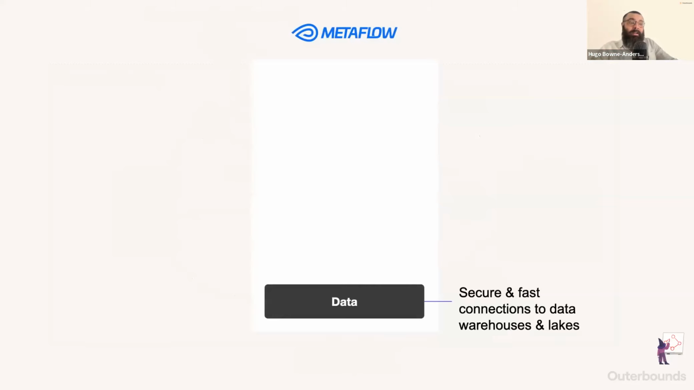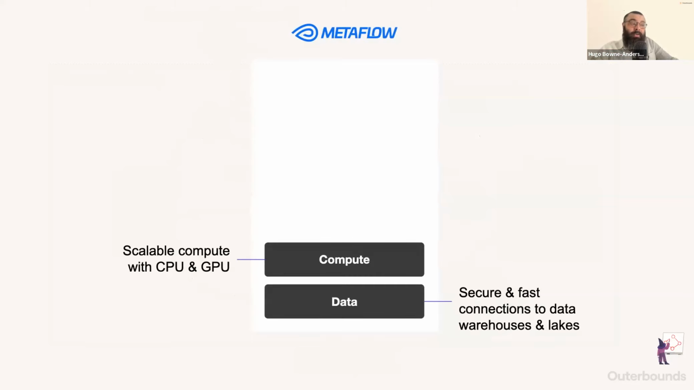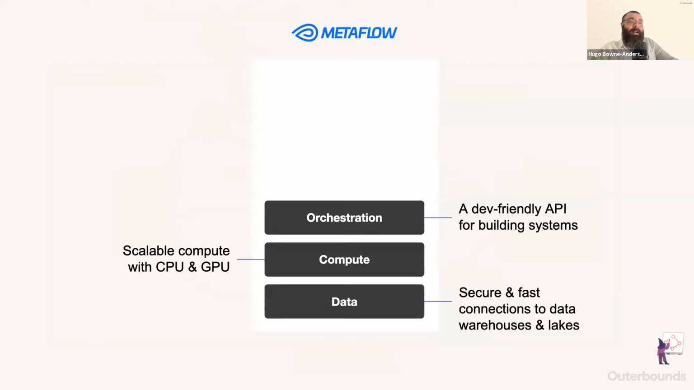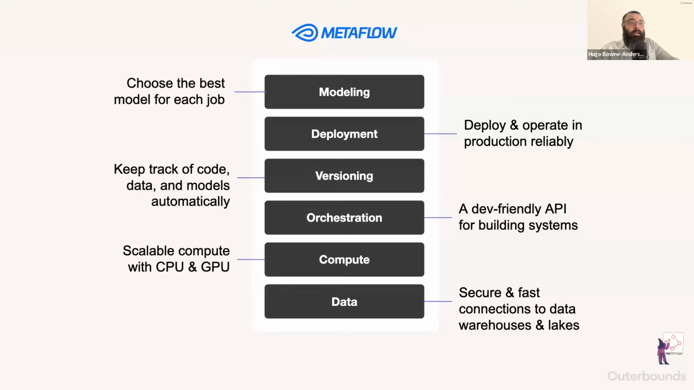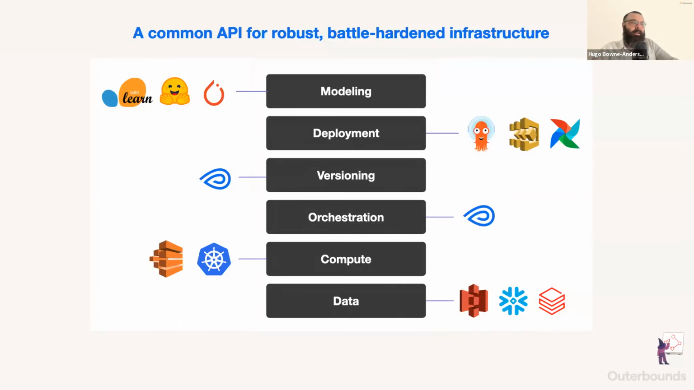So, as we've already said, on the data layer, we need secure and fast connections to data warehouses and lakes. We need scalable compute with CPUs and GPUs. We need a dev-friendly API for building systems in the form of an orchestrator. A key part of that is being able to version all code, data, and models automatically, having access to that versioned stuff as well, then being able to deploy, and then being able to get the best models, and kind of closing this iterative loop between working locally in notebooks, for example, doing all the basic science and figuring out what models you may want to use, and then deploying to production and coming back.